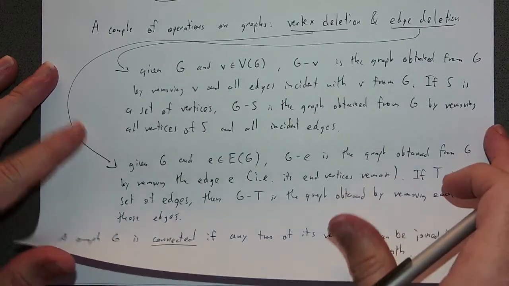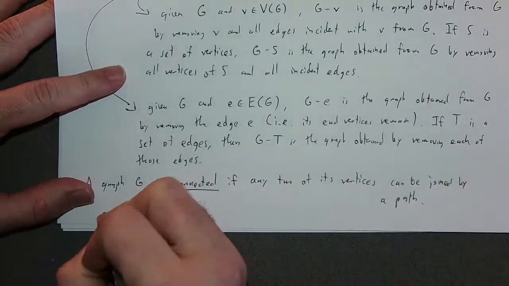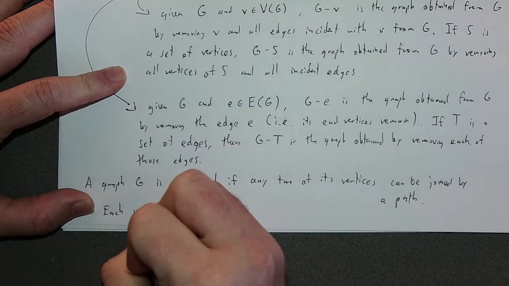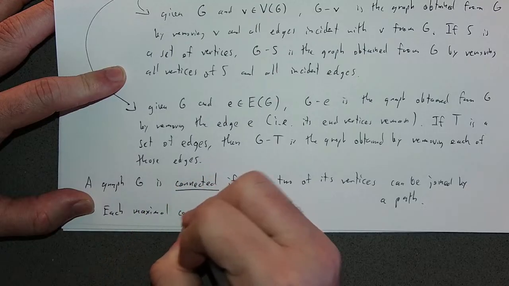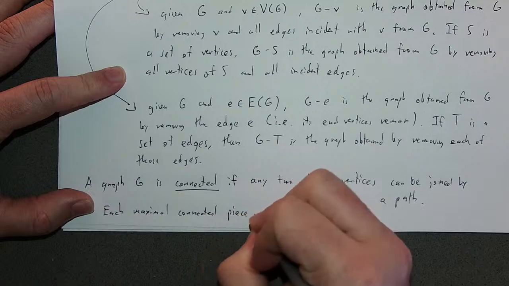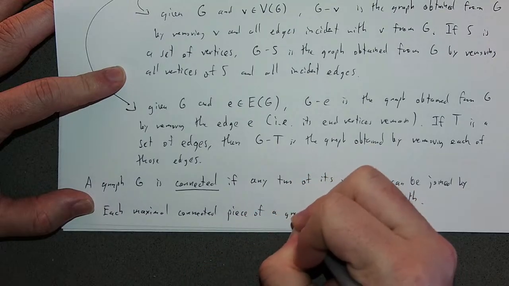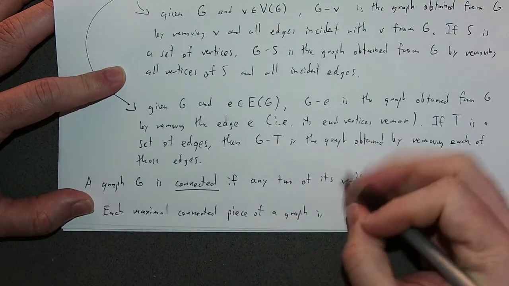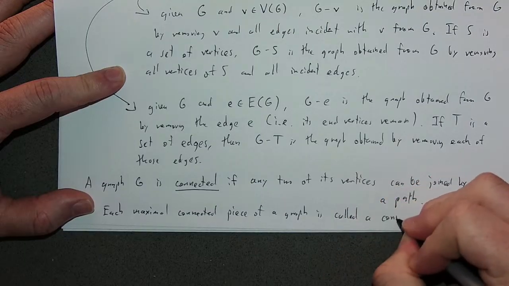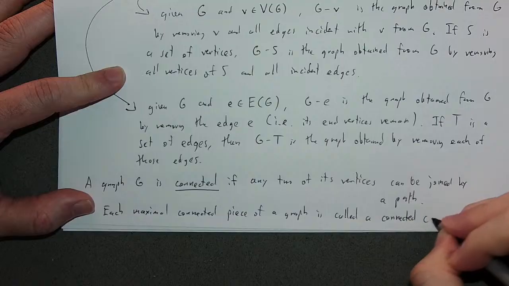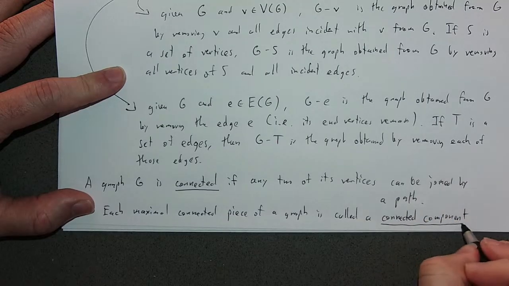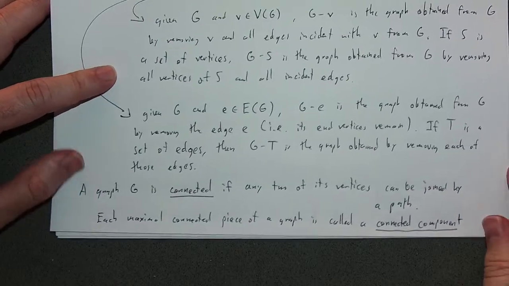I'm going to put it here, and then we'll move on. So these are the largest parts of the graph that are connected themselves.